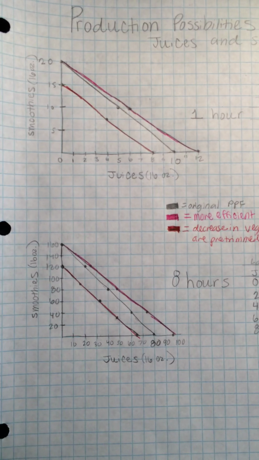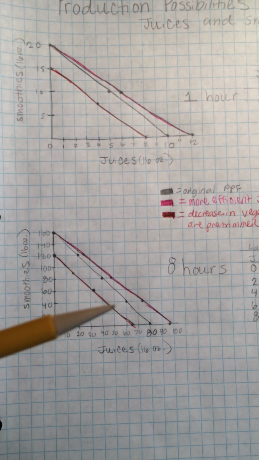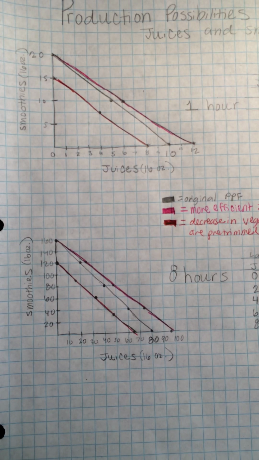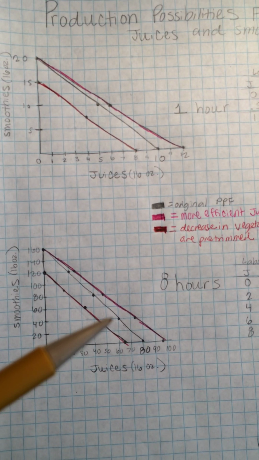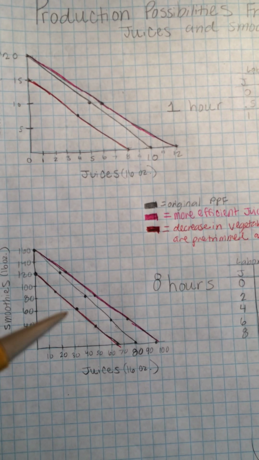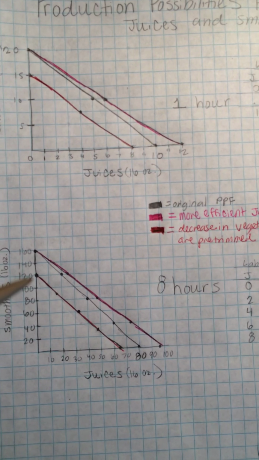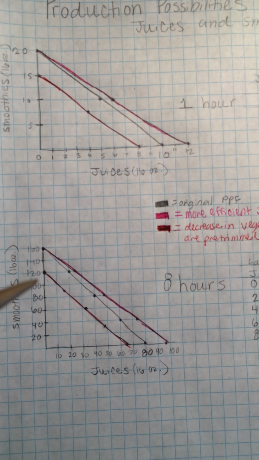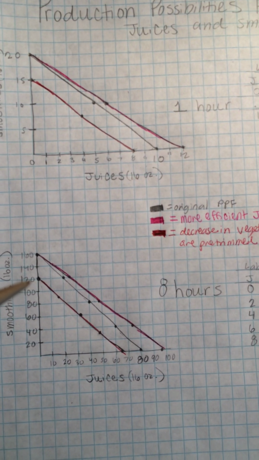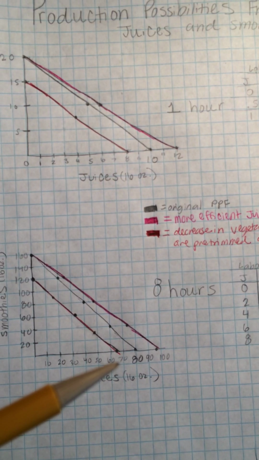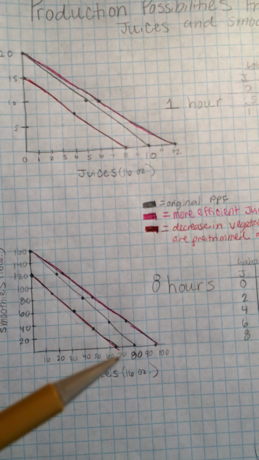And over the 8-hour time frame, the decrease in vegetables that are pre-trimmed and pre-washed also shifts my production possibilities frontier to the left. So now, over an 8-hour time period, the most smoothies I'm able to produce are 120, and the most juices I am able to produce are only 64.